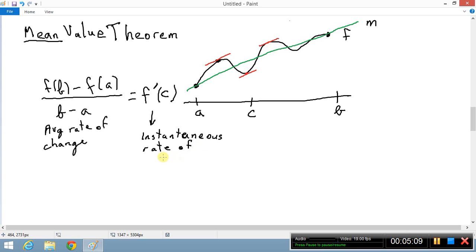Where does this happen? And the important thing is that it happens somewhere. That it happens for at least one, for some value c that's between a and b.